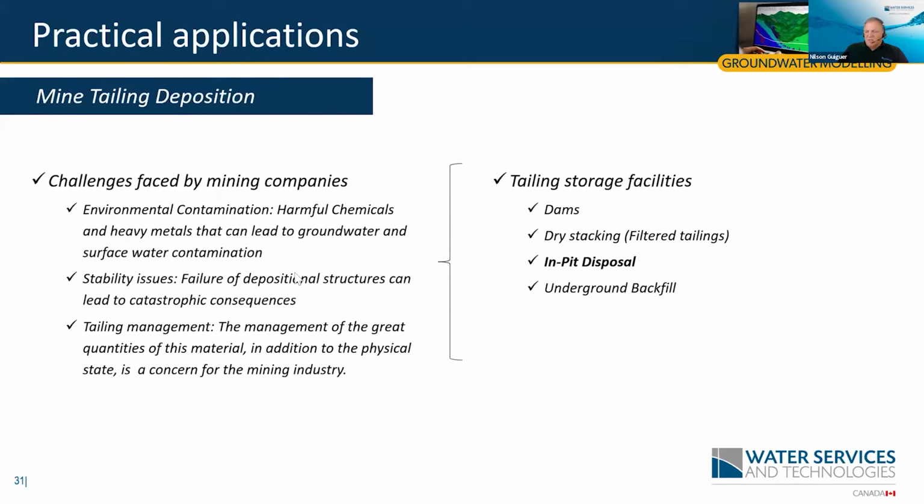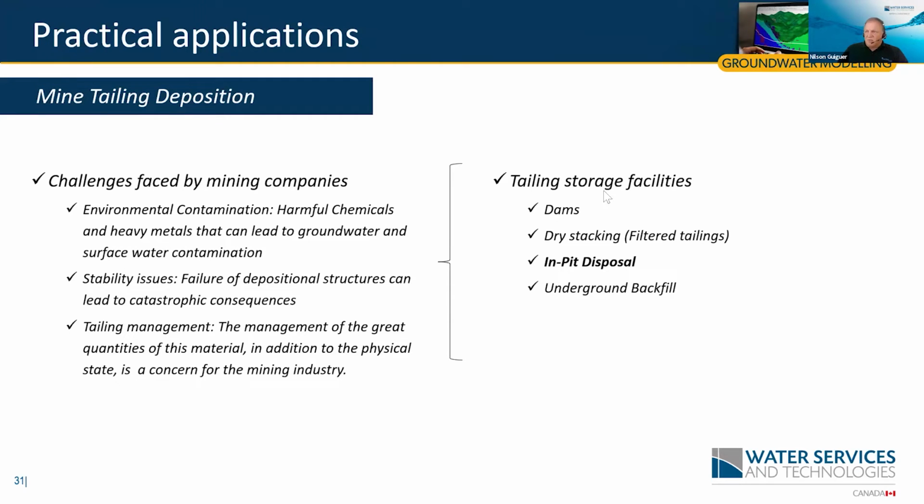Another type of challenge, mine tailing deposition. Mine tailing deposition may cause some environmental contamination due to chemicals or metals leaking into the surface water and groundwater. Another thing is stability issues, to avoid any failure of the deposition structure and to do the tailing management in terms of the huge amounts of tailings they have.